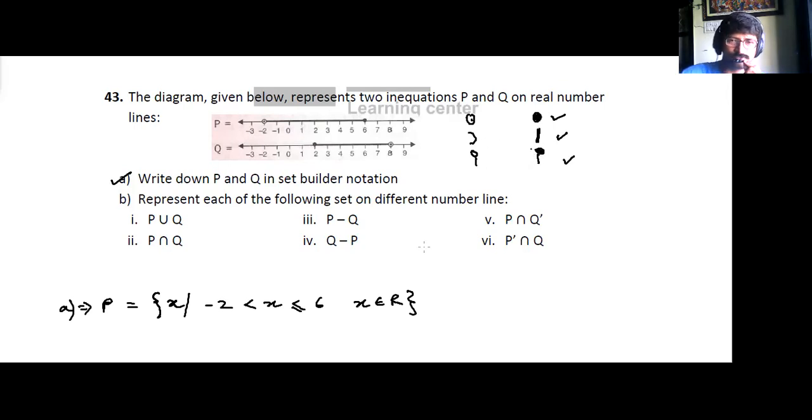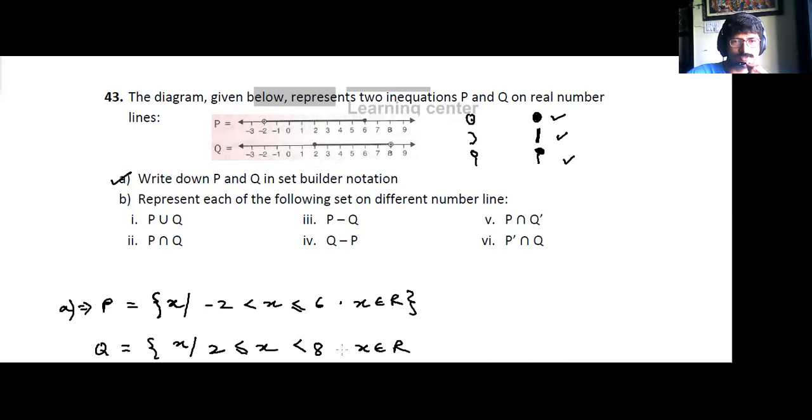So don't get confused with this concept, guys. The concept remains the same. So what about set Q? How are we going to write down this set Q? Okay, set Q is also very simple. Set Q is X such that 2 less than or equal to X less than 8. Why less than or equal to? Because of the closed dot at 2. And X belongs to real numbers.